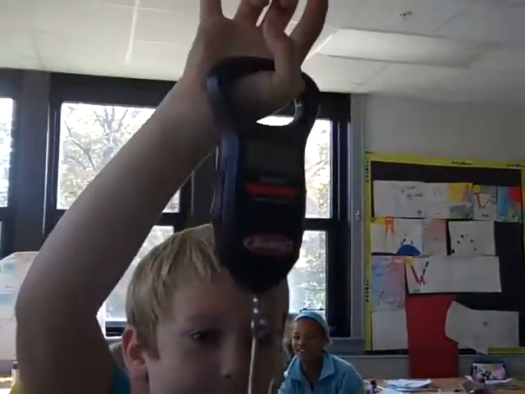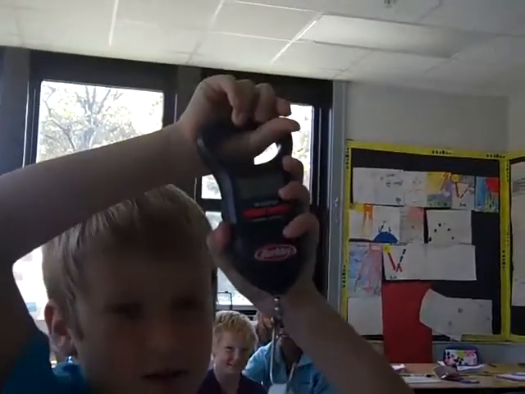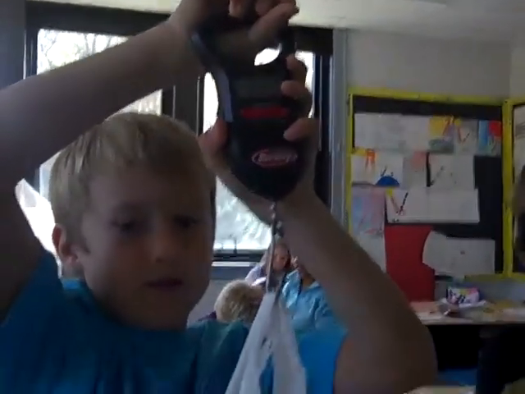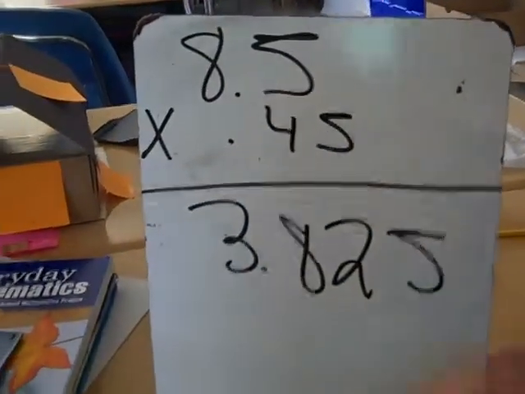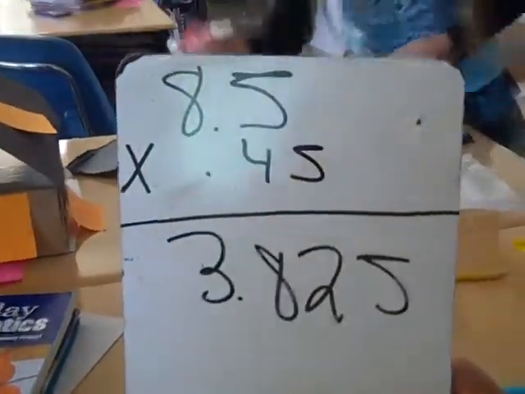Okay, so we gotta change that from pounds to what? Kilograms. Okay, Natalie's doing the math for that right now. 8.5 times .45, we get, what are we getting? 3.825. Let's call it 3.8, right? Yeah. So the mass of the pumpkin is 3.8 kilograms.